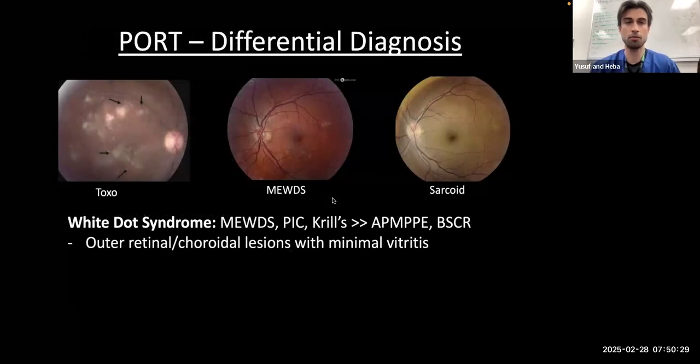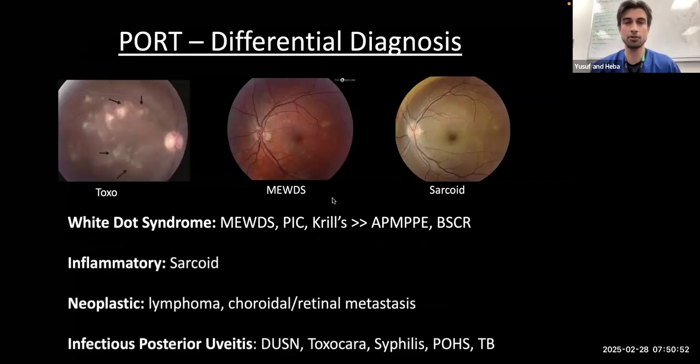The differential diagnosis for PORT really includes anything with outer retinal choroidal lesions without much of a vitritis. And for that reason, white dot syndromes are the main diagnostic entity that comes to mind. On the contrary, for the differential diagnosis for white dot syndromes, it may also be worthwhile to consider PORT as a differential diagnosis too, just because they may present similarly. And then expanding beyond white dot syndromes, of course, inflammatory, neoplastic, and infectious posterior uveitis are also on the differential diagnosis. So still important to consider that full uveitis workup: sarcoid, masquerade syndrome, syphilis, TB, all that shebang.